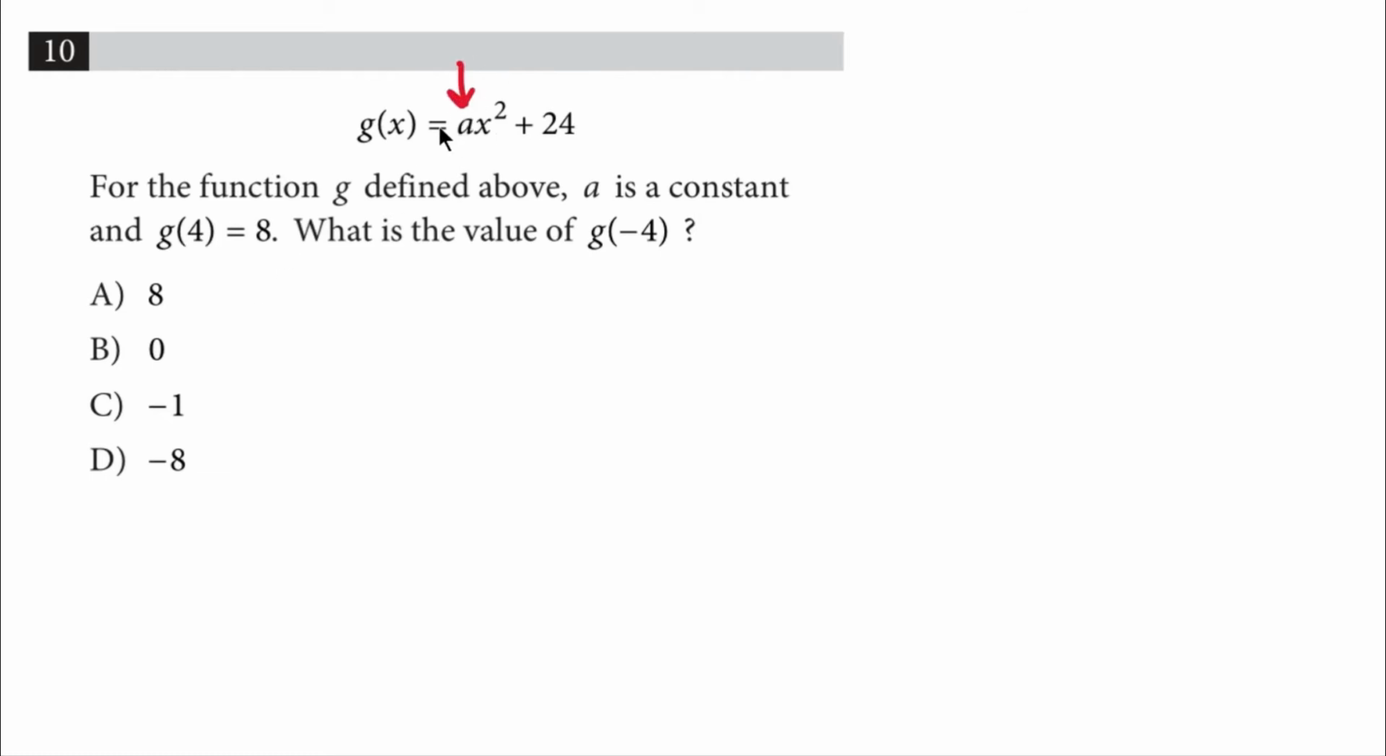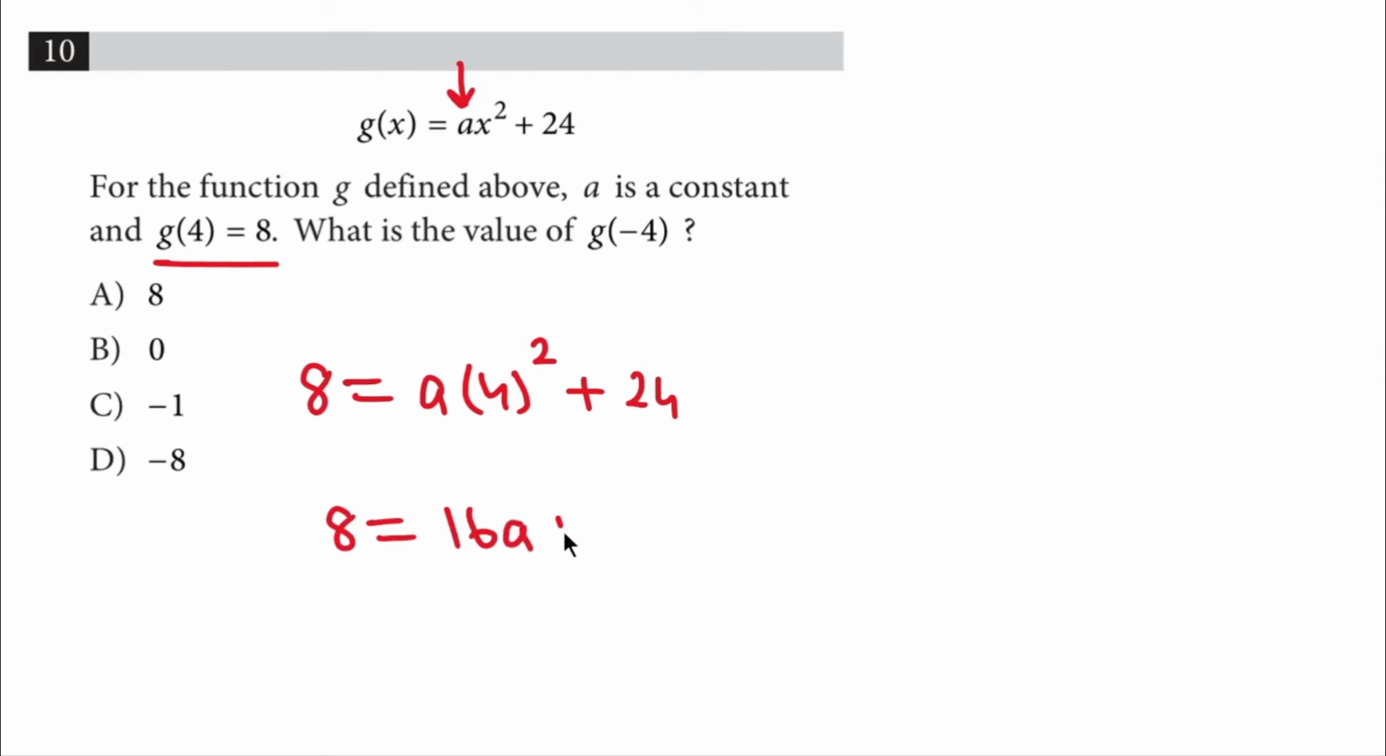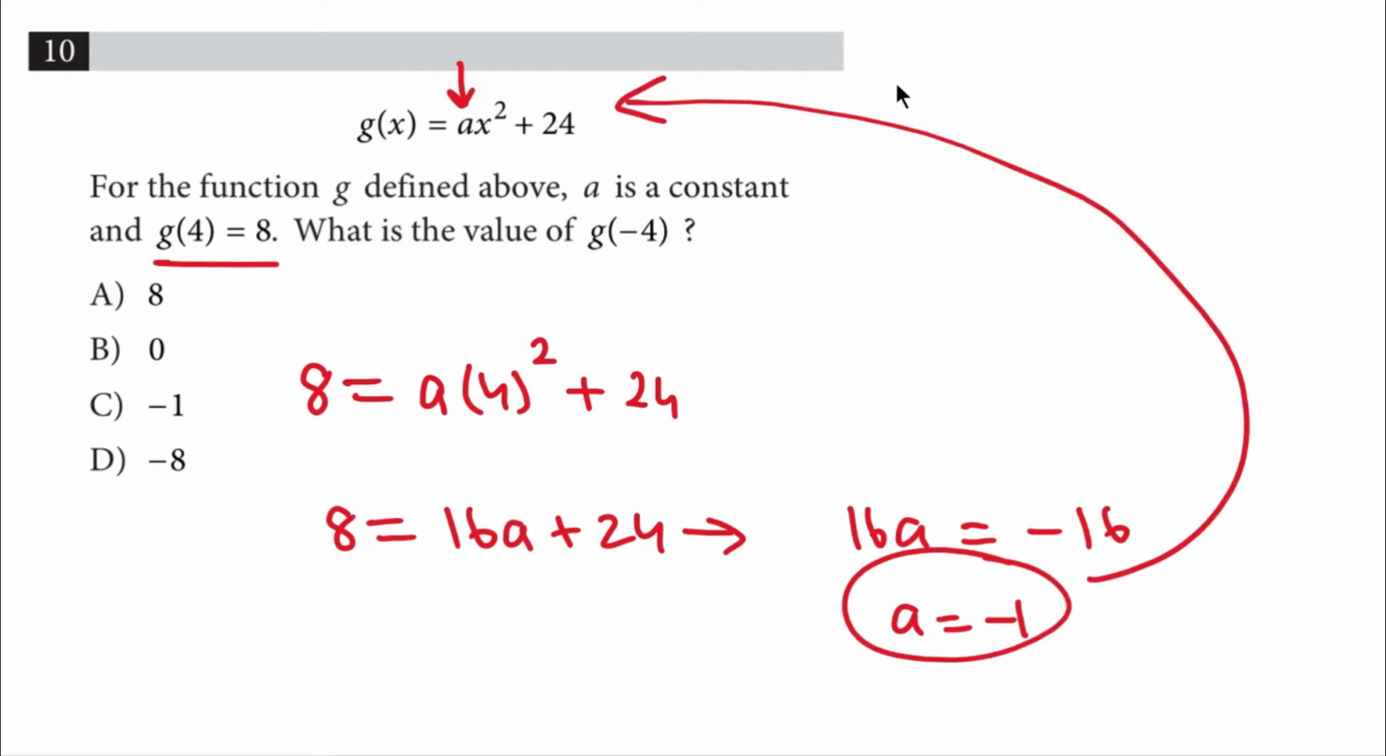Let's plug 4 instead of x and 8 instead of g of x, since g of 4 is equal to 8. So 8 is equal to a times 4 squared, which is actually x squared, plus 24. We know that 4 squared is equal to 16, so 8 is equal to 16a plus 24. And by rearranging this equation, we get 16a is equal to negative 16. So a is equal to negative 1. Now we can plug this right back into the original equation, and we will get g of x is equal to negative x squared plus 24.